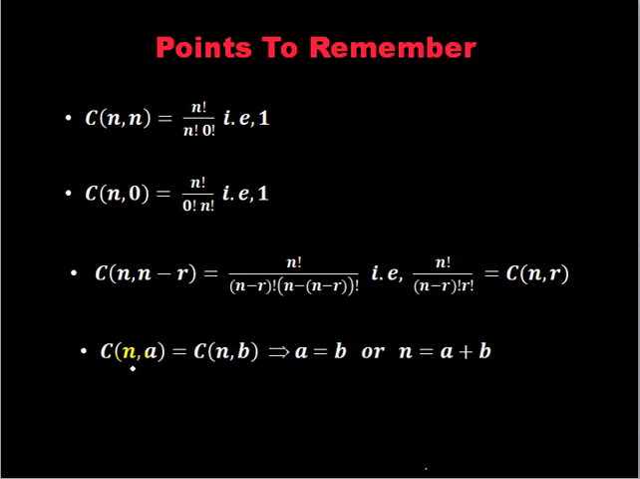Now the next one states: if a combination coefficient C(n, a) is equal to C(n, b), then we can get two results from here. Either a is equal to b or the sum of a and b will be equal to n. You can verify this from the previous one. You can apply this result over there.